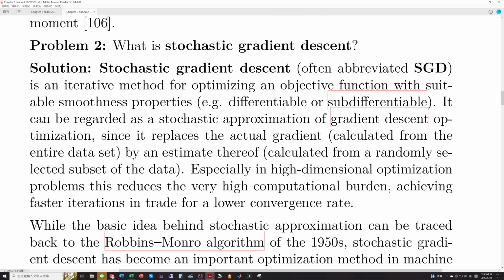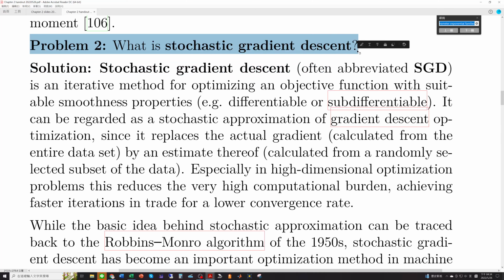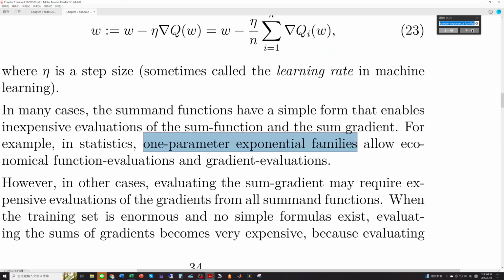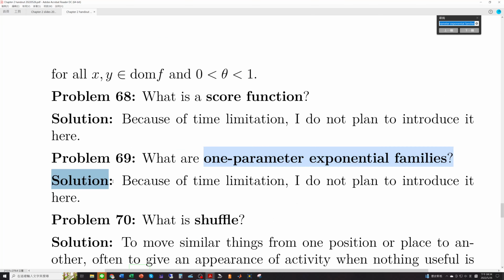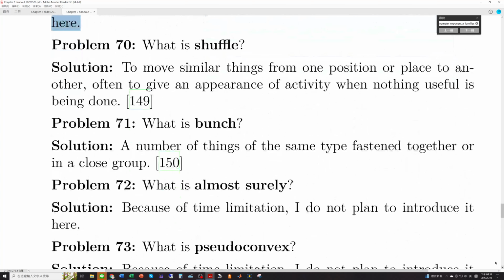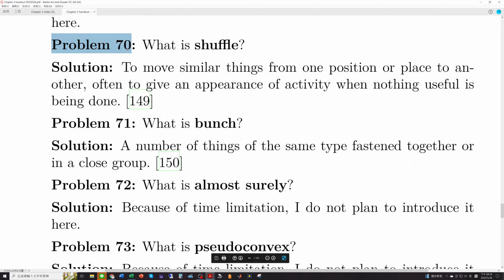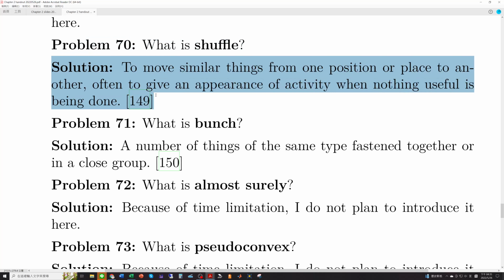It is also in the solution to problem 2. What is stochastic gradient descent? Let us go back to the problem. Solution: because of time limitation, I do not plan to introduce it here. Okay, so next, problem 70. What is shuffle? We have introduced the solution. If you forget, please review this solution.